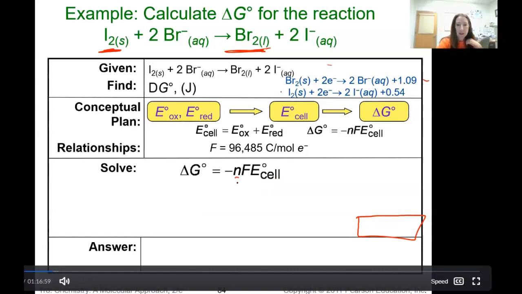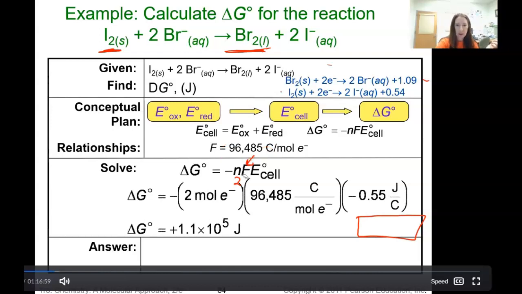So our N is going to be our 2 electrons. Our F is our Faraday's constant. And our E cell was negative 0.55-ish. Oh, I have it right there. Perfect. And indeed, look, positive delta G.